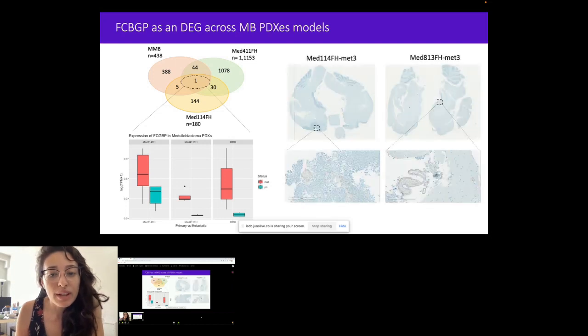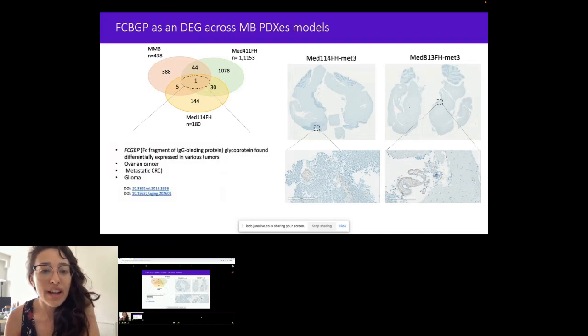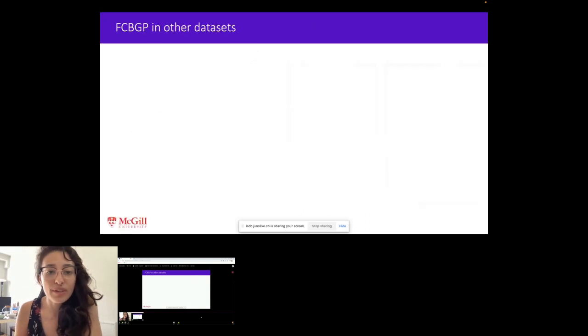We did some staining, and we see that inside the tumor, we see a staining of FCGBP in the blood vessels next to the areas of the tumor, which is also very interesting because it helps us understand a little bit what FCGBP could be doing to enrich the metastatic phenotype. We can also see that it has been identified in other types of cancer, for example, in glioma and ovarian cancer. So it's not the first time that we see this gene enriched in other types of cancers.